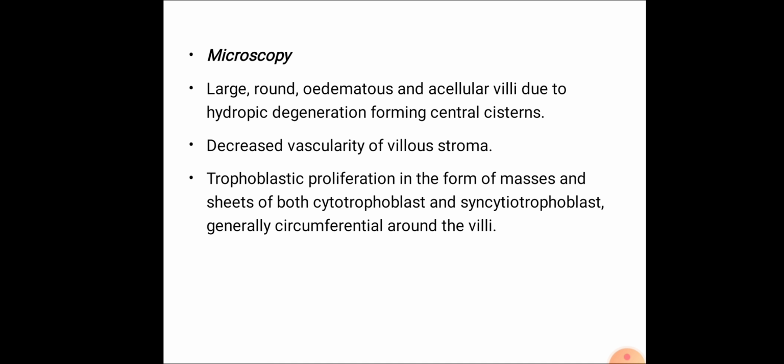Microscopically, there are large, round, edematous, acellular villi due to hydropic degeneration forming central cisterns, decreased vascularity of the villus stroma, and trophoblastic proliferation in the form of masses and sheets of both cytotrophoblast and syncytiotrophoblast, generally circumferential around the villi.